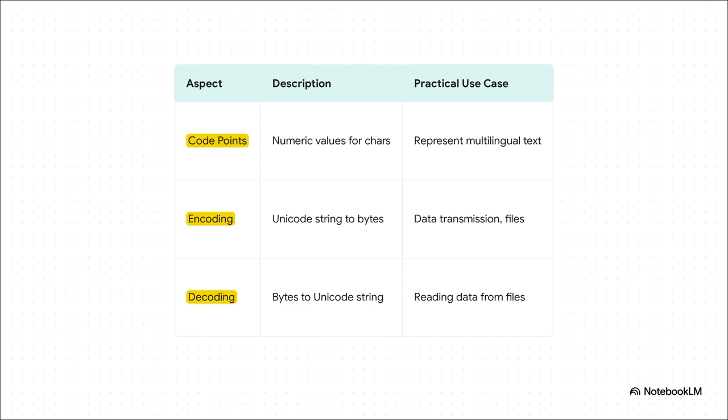But computers don't really think in characters. They think in bytes. That's where encoding comes in. It's the process of turning that string of characters into a sequence of bytes that can be saved in a file or sent across the internet. And you guessed it, decoding is just the reverse, turning those bytes back into a string we can actually read.